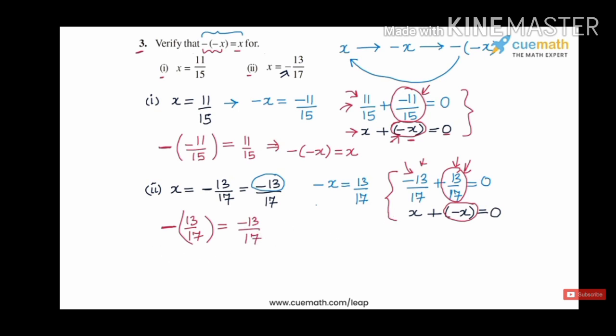From the same equation we can say that the additive inverse, or negative, of negative x, so the negative of negative x, is equal to x. So once again we verified the same equation: negative of negative x is equal to x. So this question is completed.